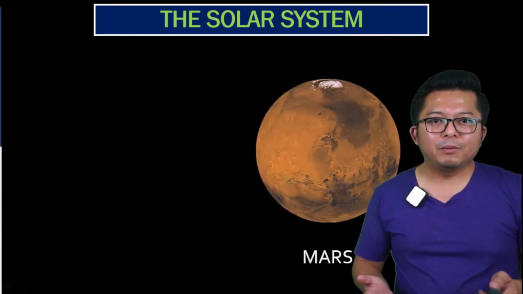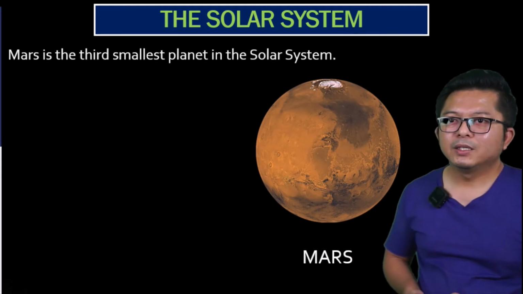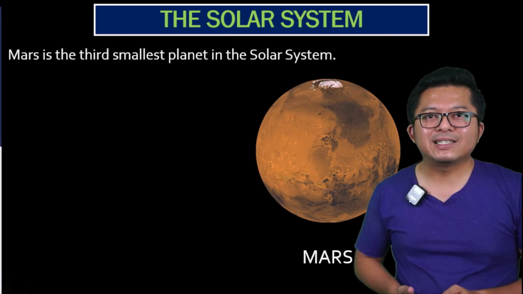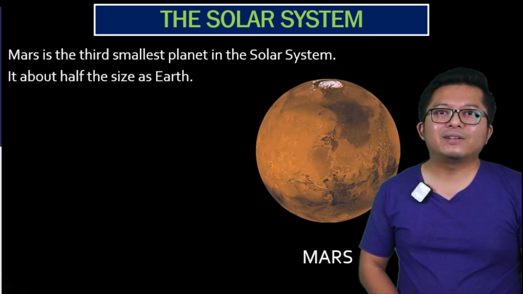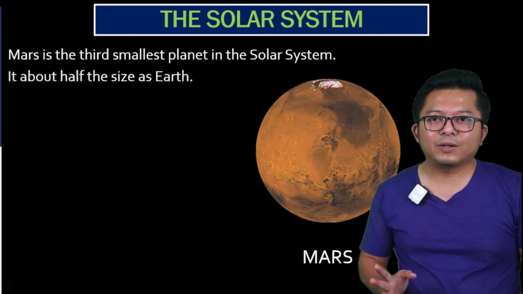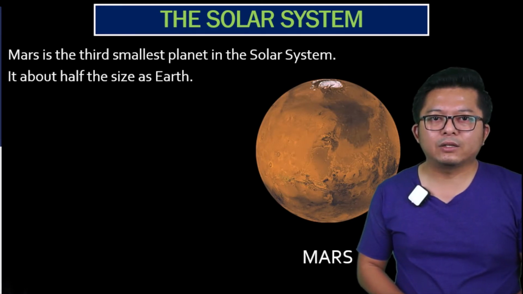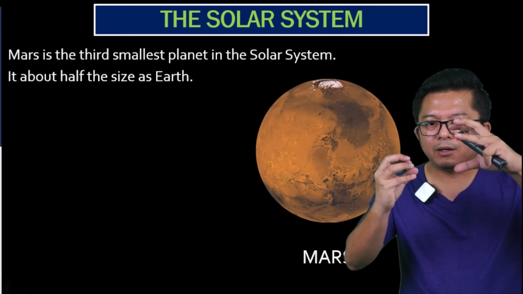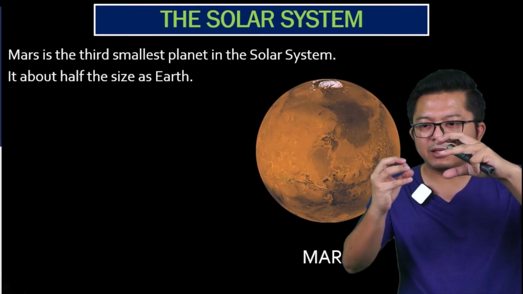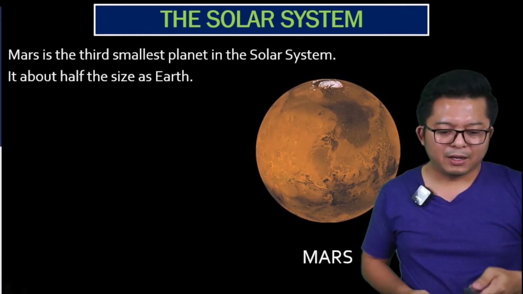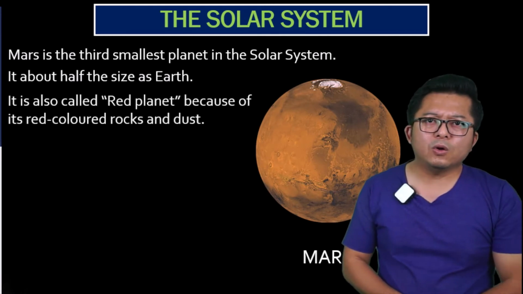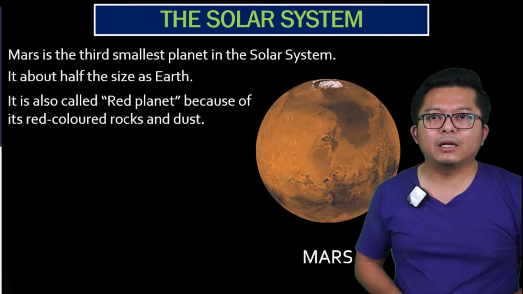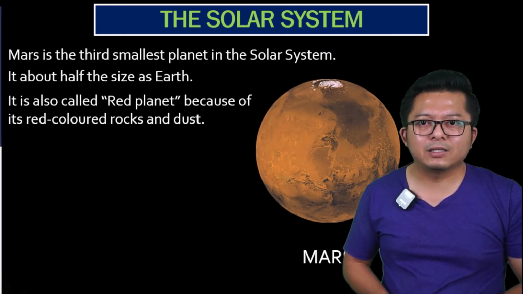Next planet would be Mars. Mars is the third smallest planet in the solar system. It is about half the size of Earth. So Mars is smaller than Earth. Earth would be bigger, more or less like that. This is Earth, and this is Mars, half the size. It is also called the red planet because of its red colored rocks and dust.